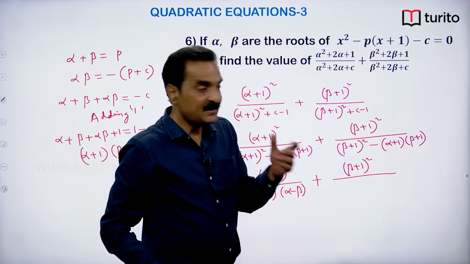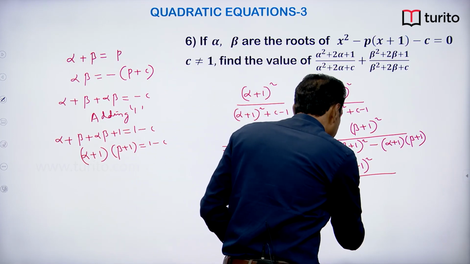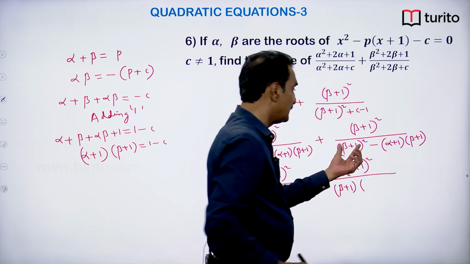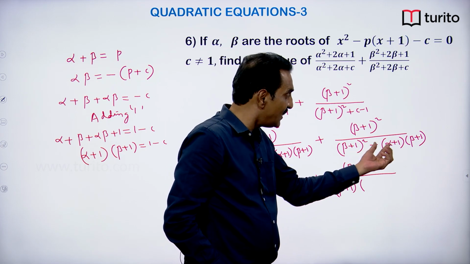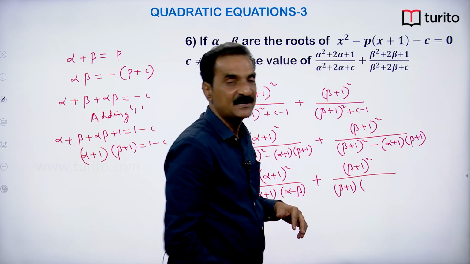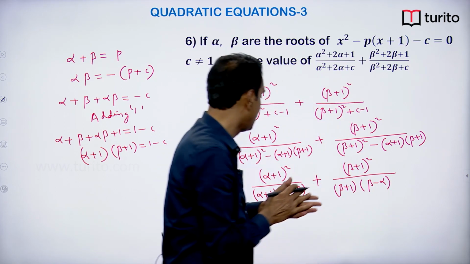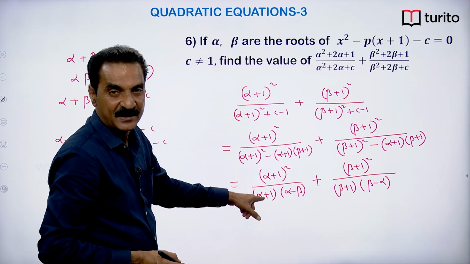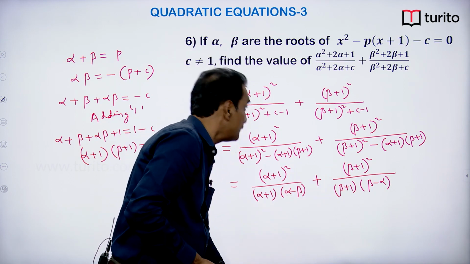In the denominator, what is common? Beta plus 1 is common. Beta plus 1 into, what is remaining here? 1, beta plus 1 will be remaining here, minus of alpha plus 1 will be remaining here. Beta plus 1 minus of alpha plus 1 is beta minus alpha. Okay. Now, cancel alpha plus 1 from numerator and denominator here, cancel beta plus 1 here. Then, what will you get?